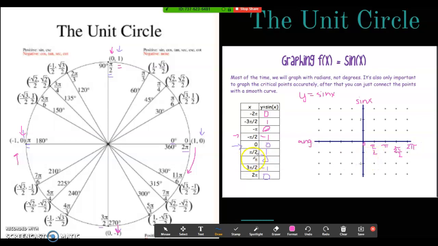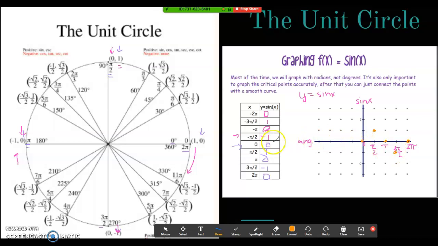All right, so then let's plot our points. At 0, I'm going to be at 0, and I'll change the color. So I've got a dot here at 0. At pi over 2, I'm at 1. At pi, I'm at 0. At 3 pi over 2, I'm at -1, so I'm right there. And at 2 pi, I'm at 0.